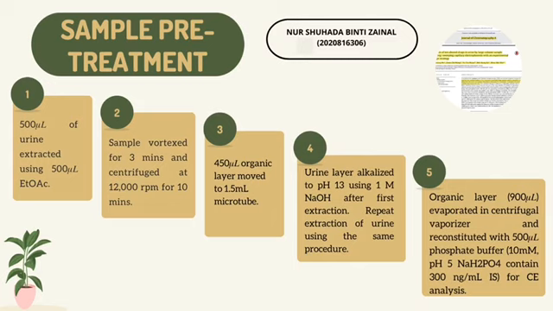After the first extraction, the urine layer is alkalized to a pH of 13 using 1 molar of sodium hydroxide. The extraction of urine is repeated again using the same procedure. Lastly, a total of 900 microliters of organic layer is evaporated in a centrifugal vaporizer and reconstituted with 500 microliters of phosphate buffer, 10 micromolar, pH of 5, sodium dihydrogen phosphate containing 300 nanogram per ml for capillary electrophoresis analysis.